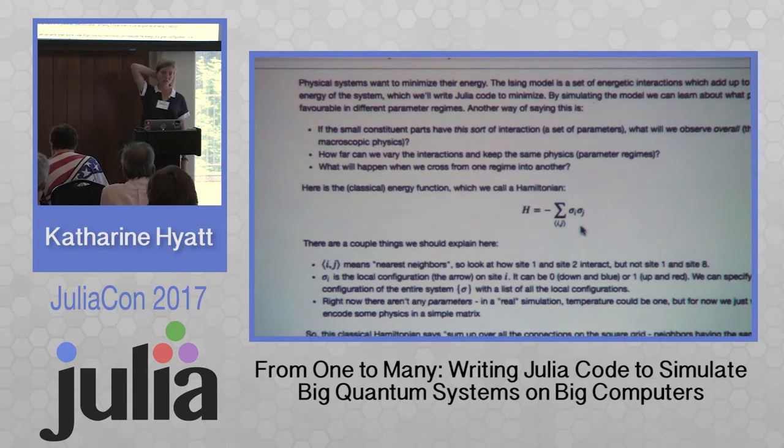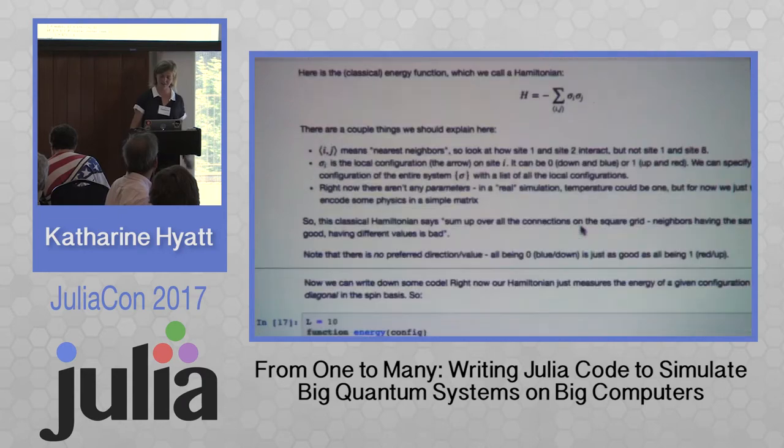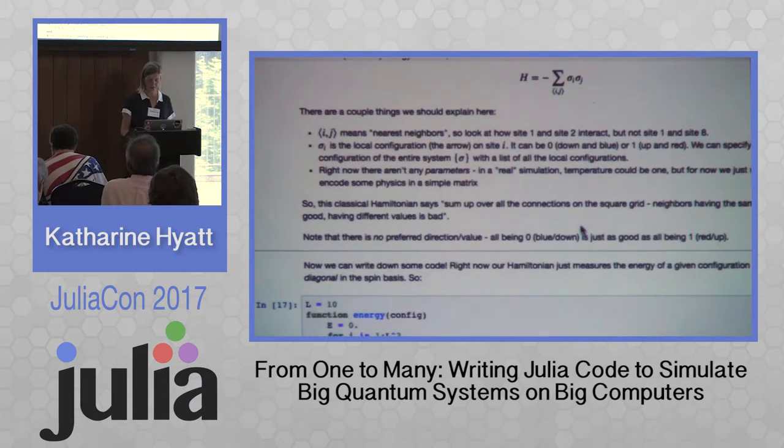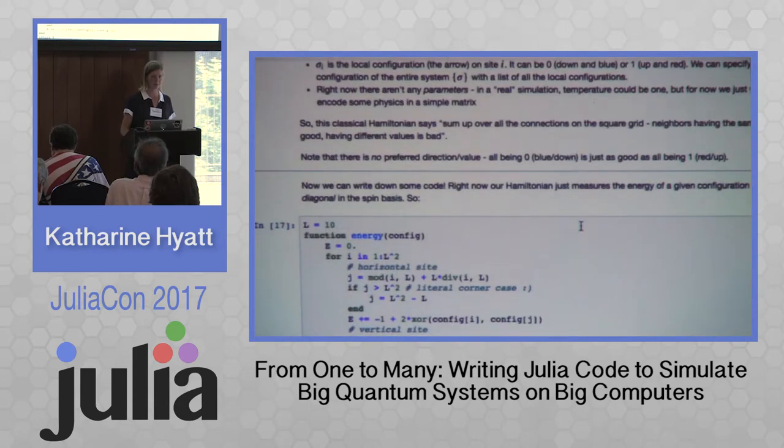Are you using 0 in the picture and minus 1 in the math? This will be easier to answer once I show you the code and scroll down a little bit. But yeah, I'm playing fast and loose between spins and sigmas right here. So the thing that's not 1 is minus 1, right? Yeah. That only really becomes super important when we actually want to measure the magnetization, which we'll do in a second.